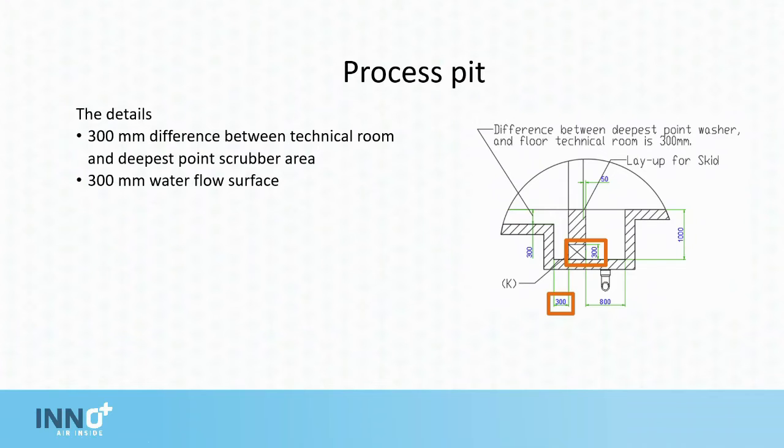The floor of the technical room must be 300 mm above the lowest point of the scrubber area. At the orange marked positions, there must be a 300 mm water flow surface so that the water can move around without limitations.